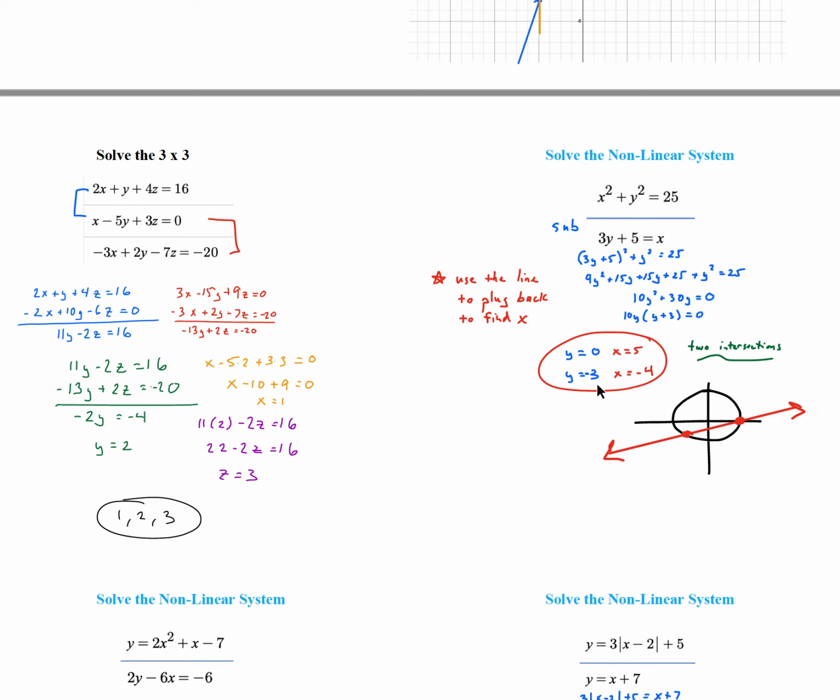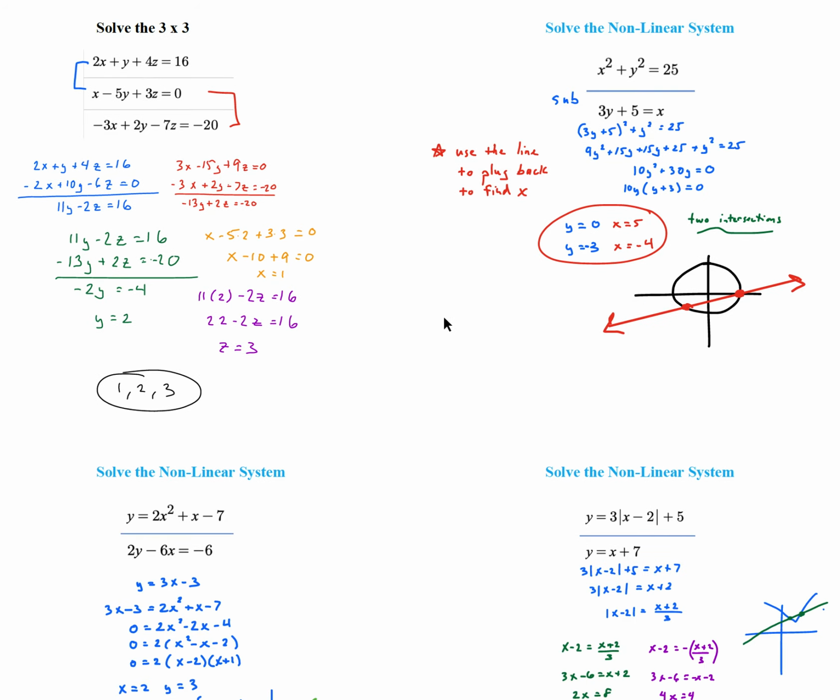So I get those two values of y, and I gotta plug into the linear equation. Don't plug into the quadratic, or excuse me, the circle, because when you square things, you get some issues. Okay, so plug it into the linear one. So 0 into y gives 5, -3 into y gives -4. And if you looked at the graph, this is what it would look like. It would intersect at the points -4, -3, and 5, 0. Just be clear that these are the y values, these are the x values.